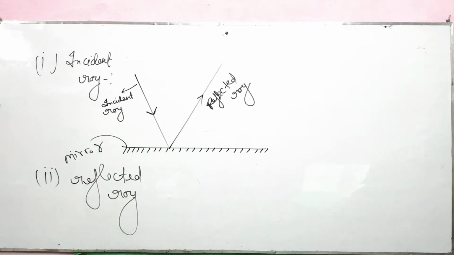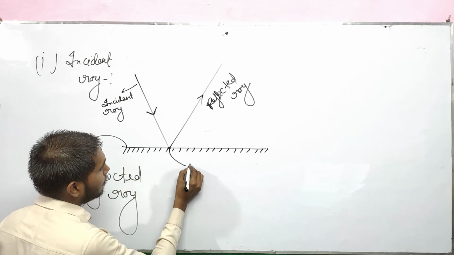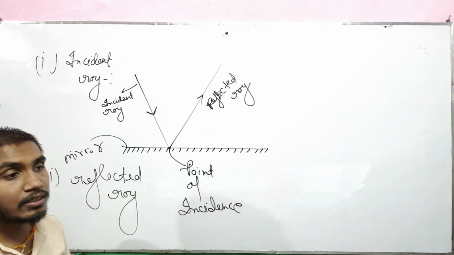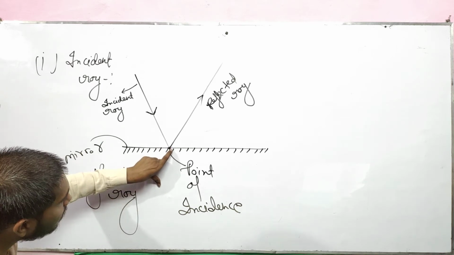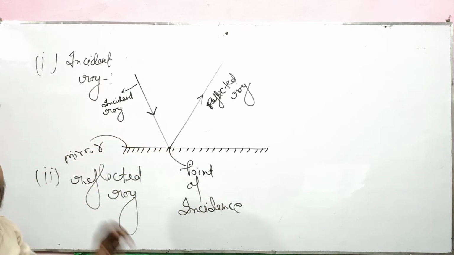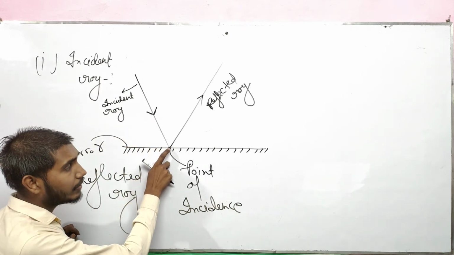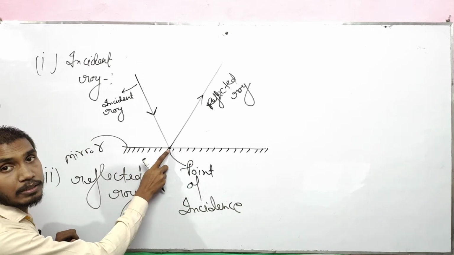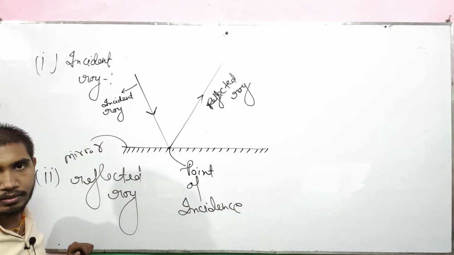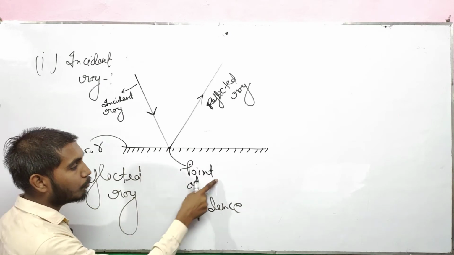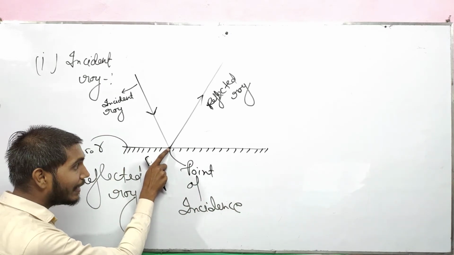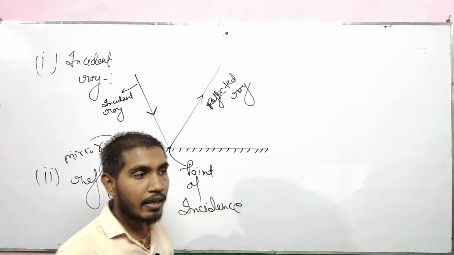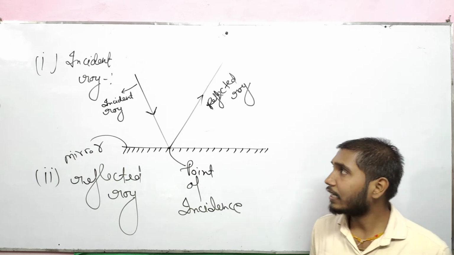And after that we study the point of incidence. Actually, the point on the mirror at which the incident ray strikes is called the point of incidence. Any problem? And after that, next heading, normal.